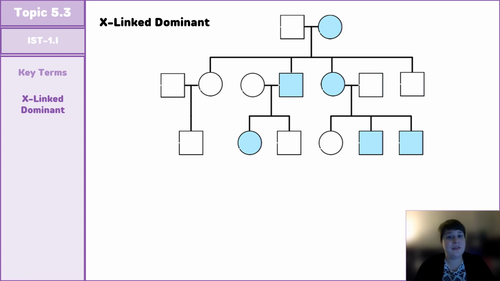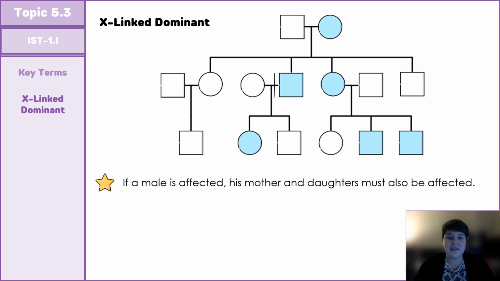So here are a couple of things that we can be on the lookout for in order to identify an X-linked dominant trait. First, if a male is affected, his mother and his daughters must also be affected. He has to get that affected X from mom because he's not inheriting it from dad, and he has to pass on that affected X to his daughters because they're not going to get a Y chromosome.